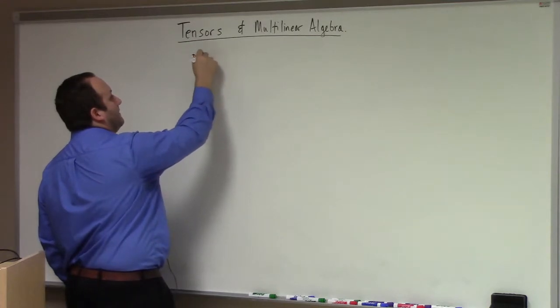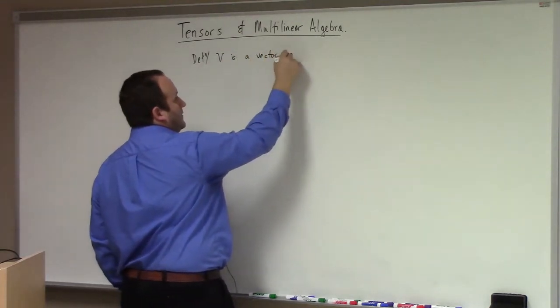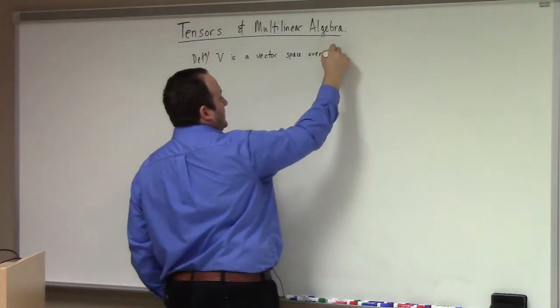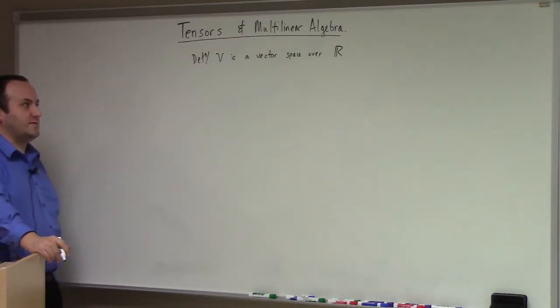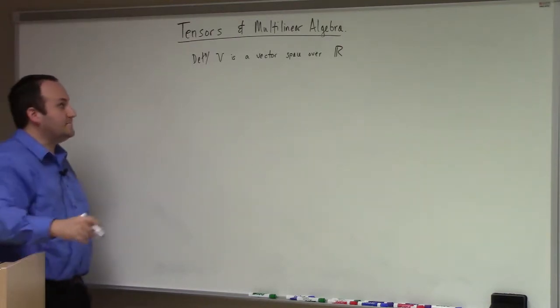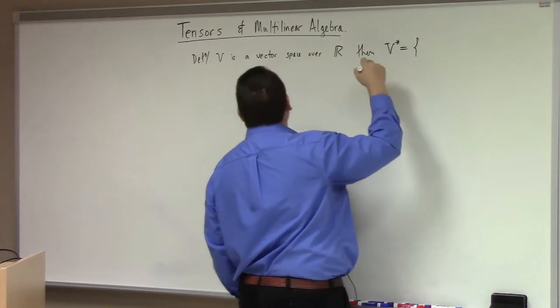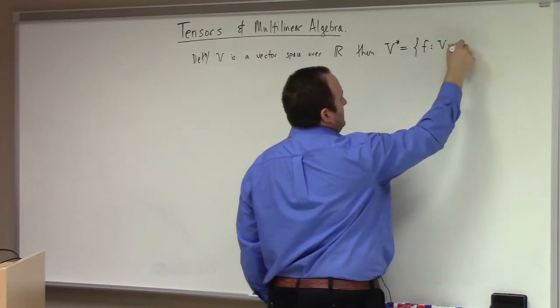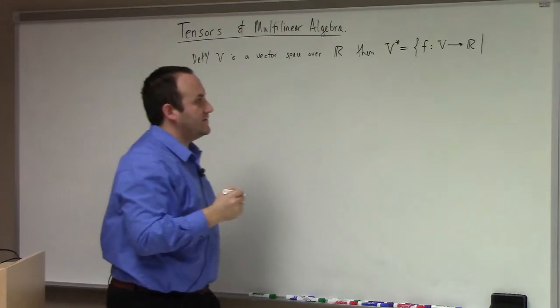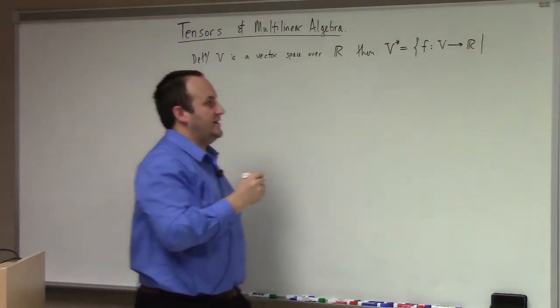So definition: if V is a vector space, and I'll keep it real here for a while. I may want to do some complex things at some point, but I think I'll just gravitate towards the real case here for a while. So if V is a vector space over R, and I'm thinking a finite dimensional vector space, then V dual is defined to be the set of F such that V goes to the reals. What can we say about F? So by definition, F is linear.